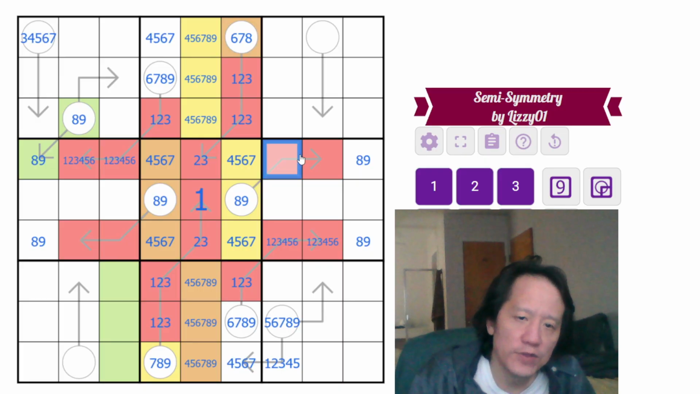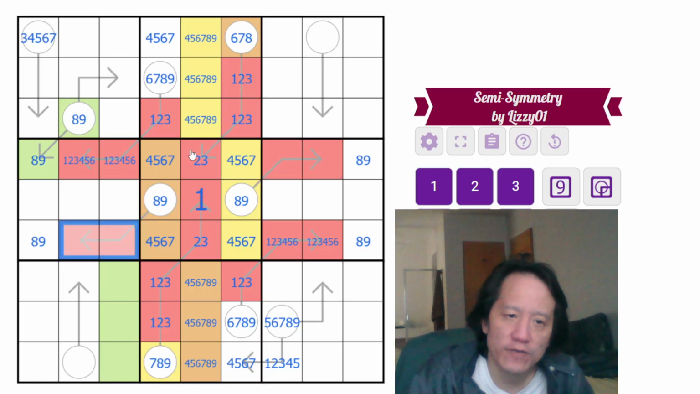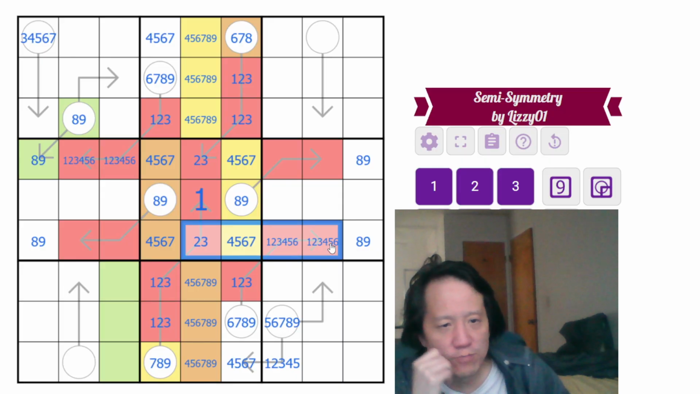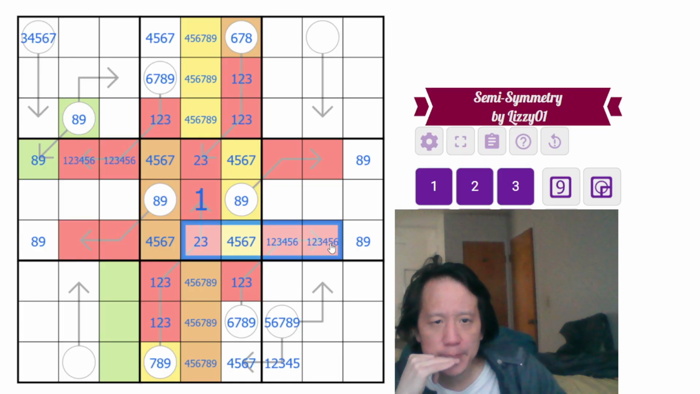So we know these two are 17, and therefore these must add up to 17. The red cells, right?